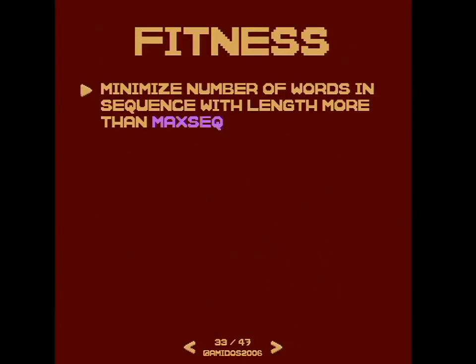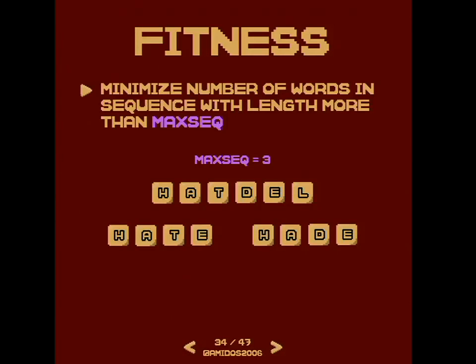And the second part tries to make it a little bit more difficult by looking at anything that's longer than the max sequence. For example, in hat del, the only 4-letter words or more are hate and hated. Both of them are not consecutive. Like the word hate, the E is separated by the D, and the word hated is separated by the T in the middle. So your fitness in that case will be 1, and both of them are just averaged.